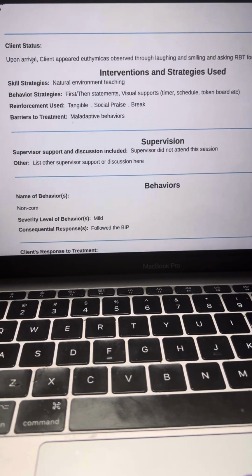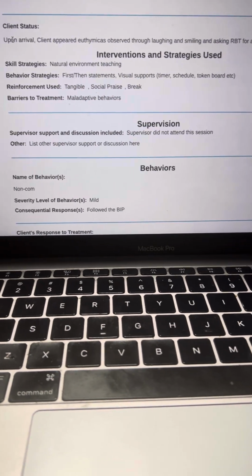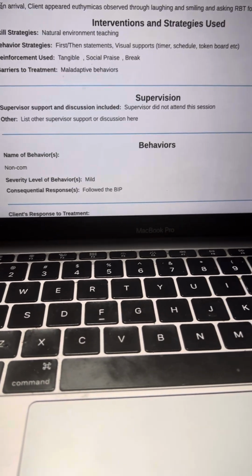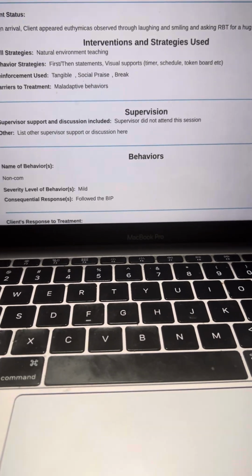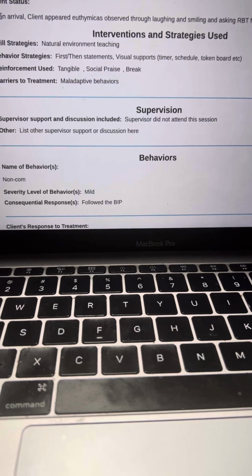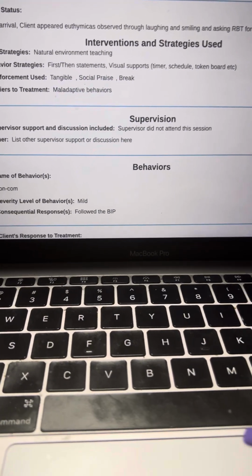But for this particular session, upon arrival, the client was observed happy, laughing and smiling. You can't use happy because that's subjective. So you have to explain what happy is using words that are descriptive.